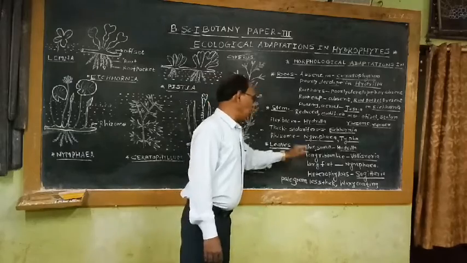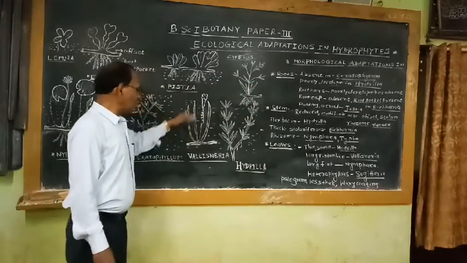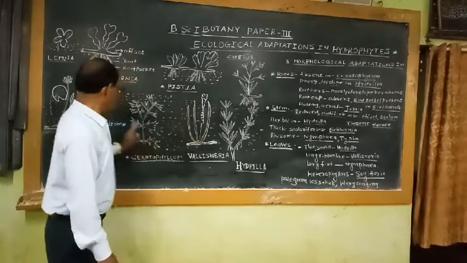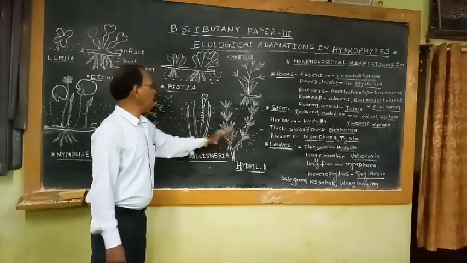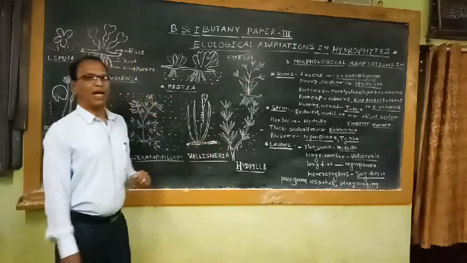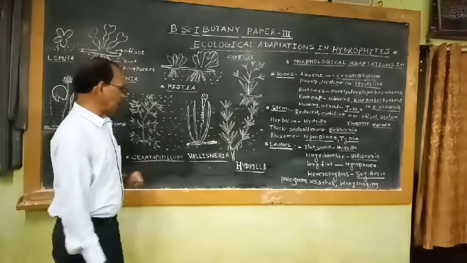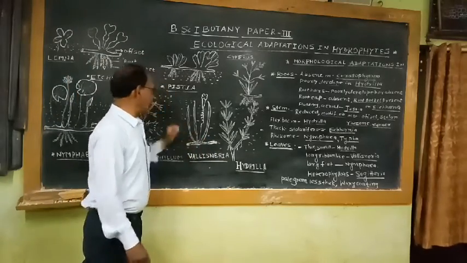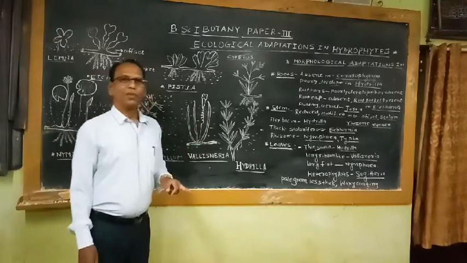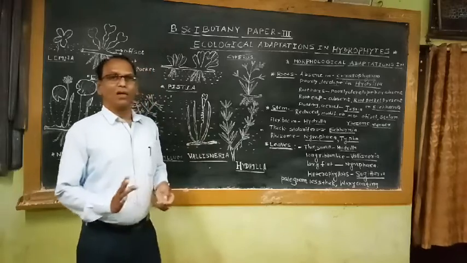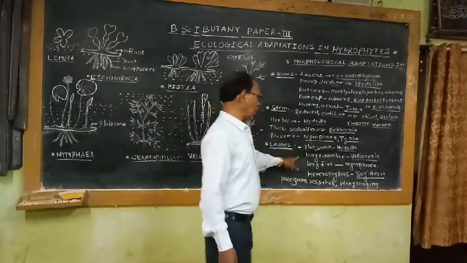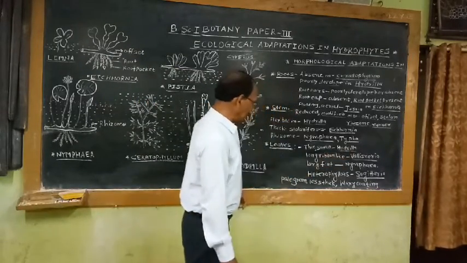If we observe the leaves of this plant, this is also another example of submerged hydrophyte. So Ceratophyllum, Vallisneria, Hydrilla, these are examples of submerged aquatic plants or submerged hydrophytic plants. In this Vallisneria, leaves are long, linear, and ribbon-like. This is the adaptation required by this plant. Long ribbon-like leaves are found in Vallisneria.